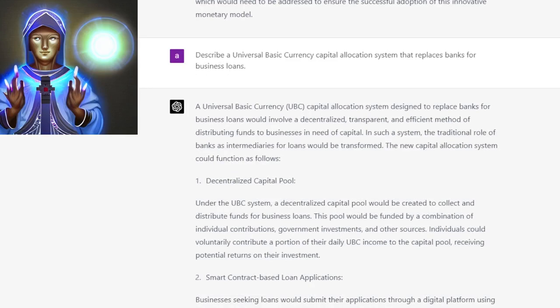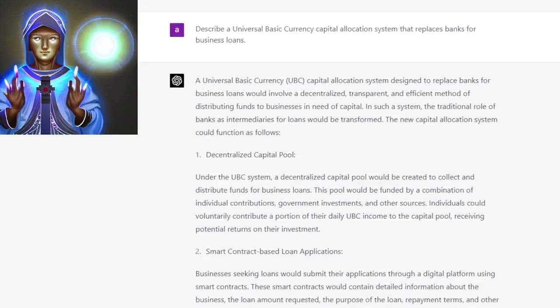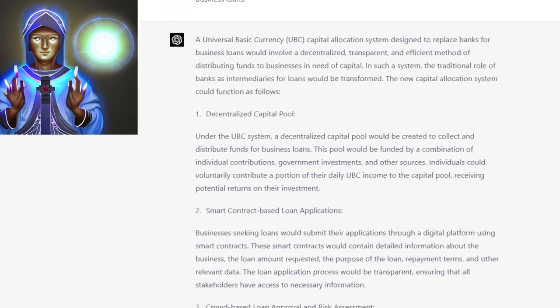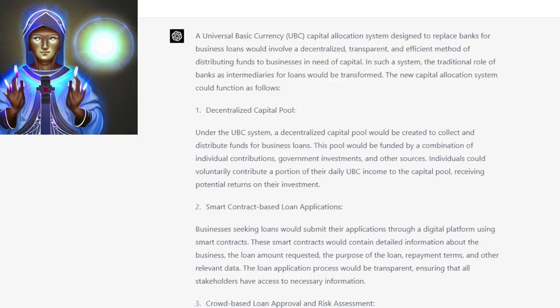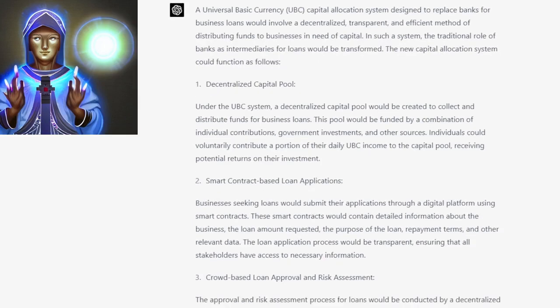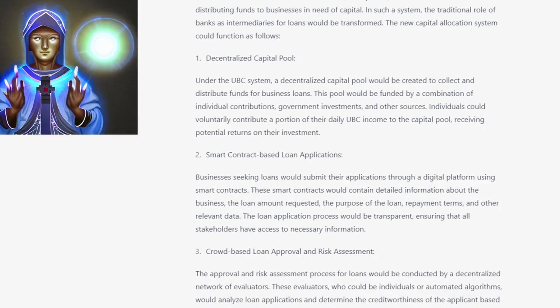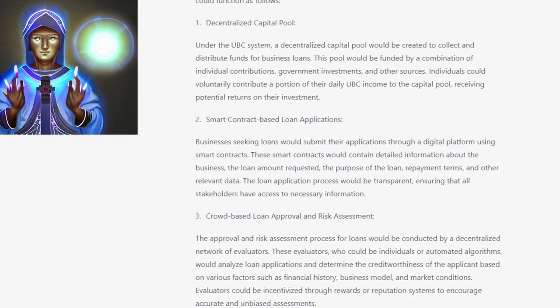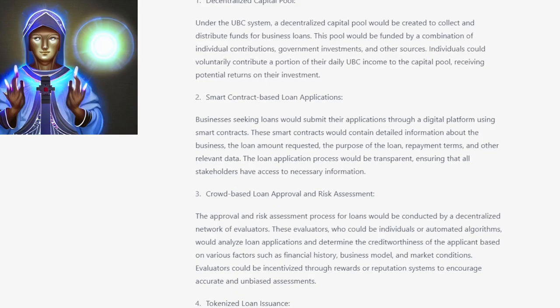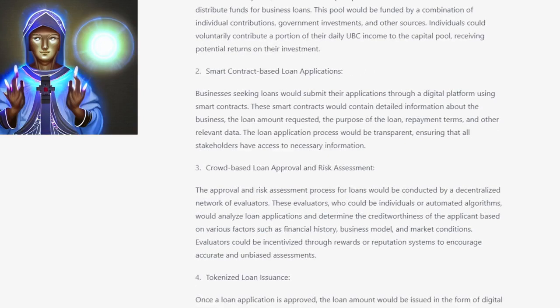Decentralized capital pool. Under the UBC system, a decentralized capital pool would be created to collect and distribute funds for business loans. This pool would be funded by a combination of individual contributions, government investments, and other sources. Individuals could voluntarily contribute a portion of their daily UBC income to the capital pool, receiving potential returns on their investment.